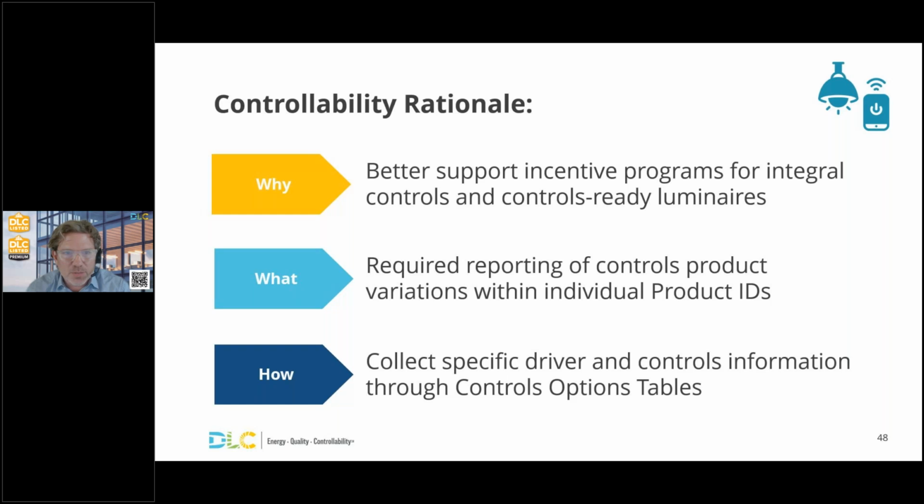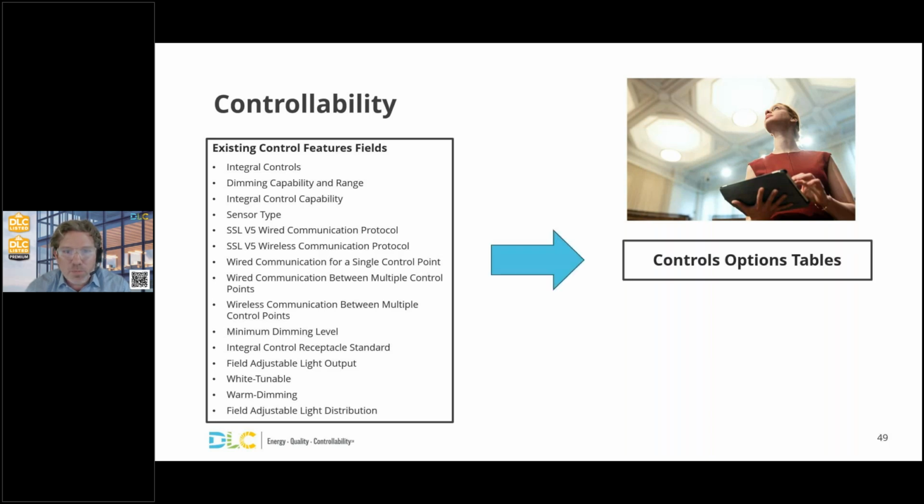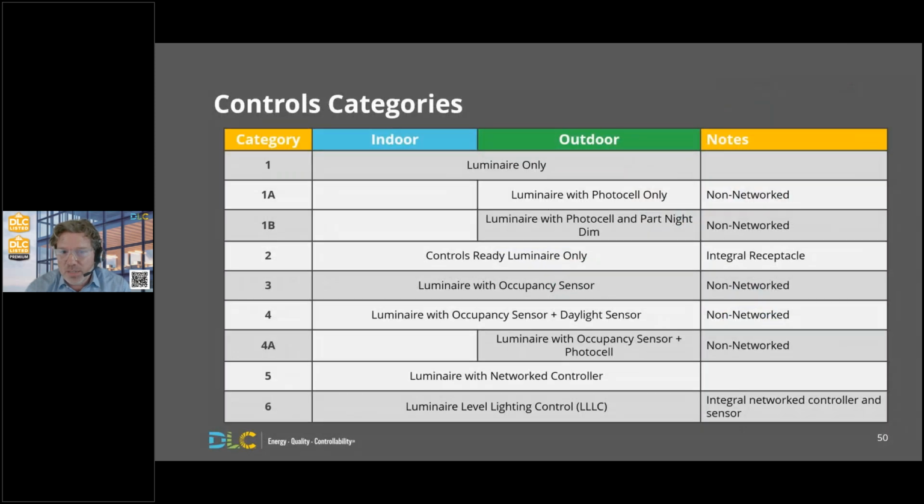Next slide, please. As a big overview, we are taking the existing control features fields that are on the QPL today, and changing all that to this controls options table, and that will inform our controls categories. Next slide, please. The controls categories provide an easy way for member programs and utilities to quickly verify the controls capabilities of a specific product variation within a QPL listing.